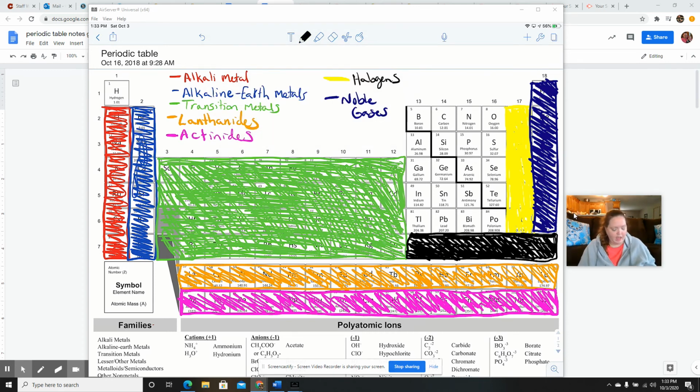Okay. And then we have these other columns, these other groups, the ones that start with boron, carbon, nitrogen, and oxygen. They have really boring names, okay? I'm not going to color them, but I'm going to write what their names are up above, okay? The column with boron, aluminum, gallium, indium, and thallium, those belong to what is called the boron family.